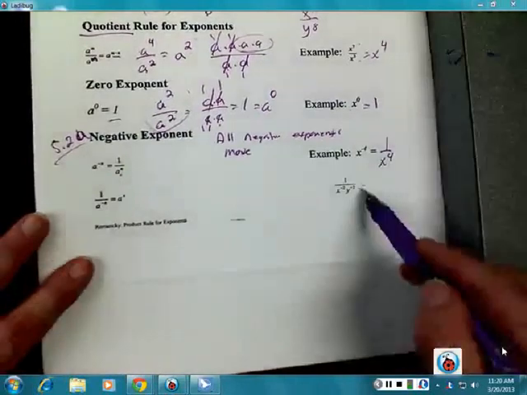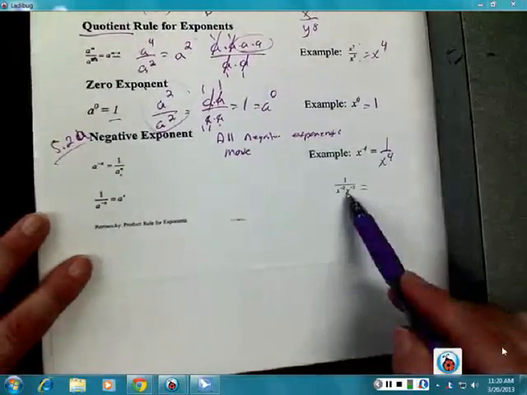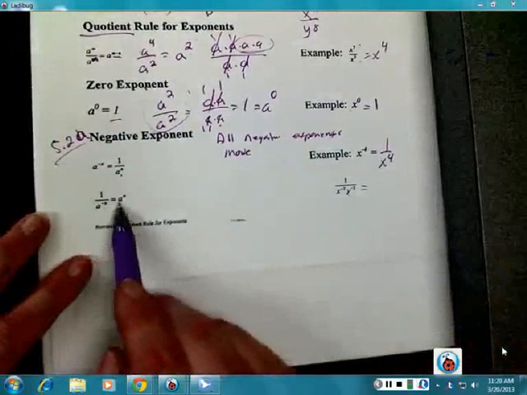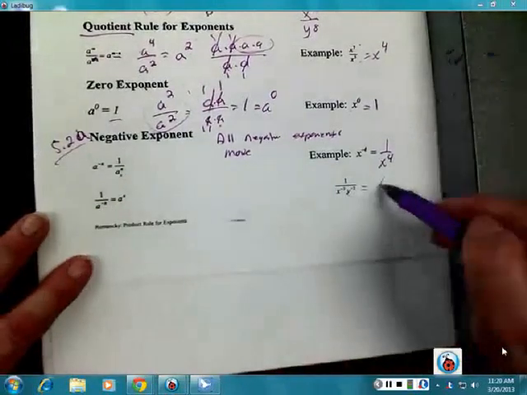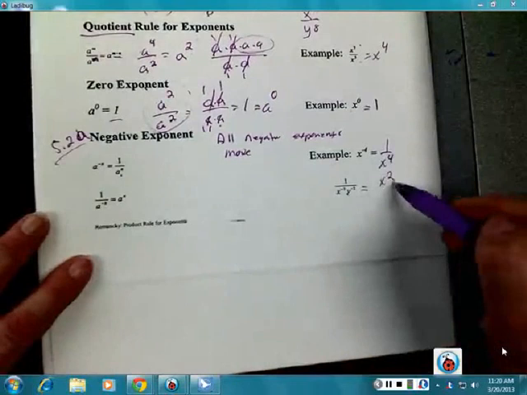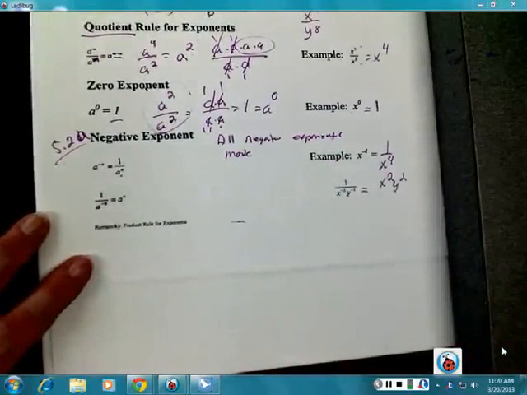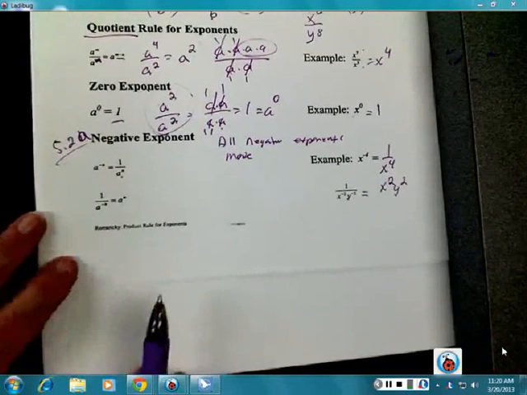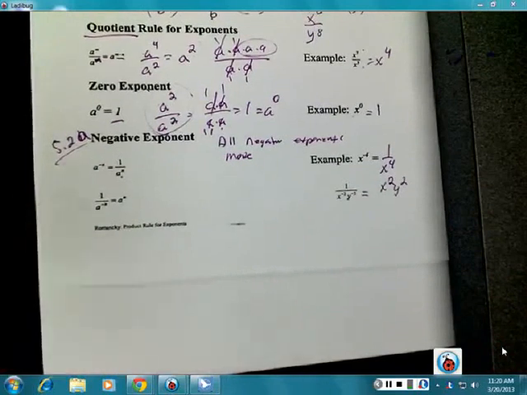This one down here, the second example, is if it's in the denominator, it moves to the top. X squared, y squared. And no denominator at all, because they moved. They switched places. So if it's a negative exponent, you just simply move it to the opposite place from where it is.